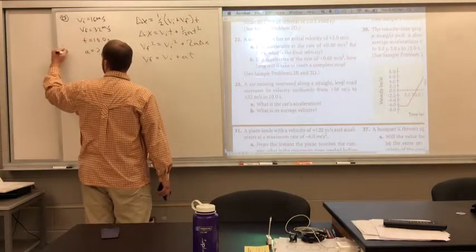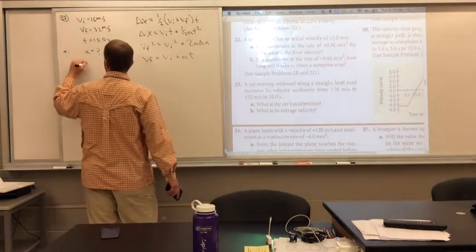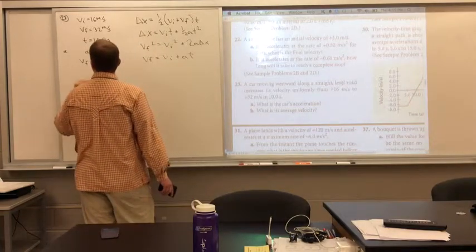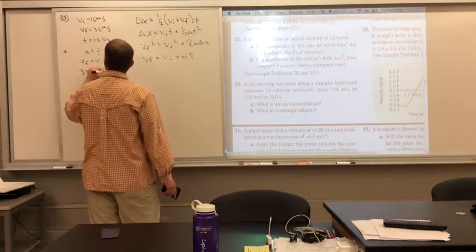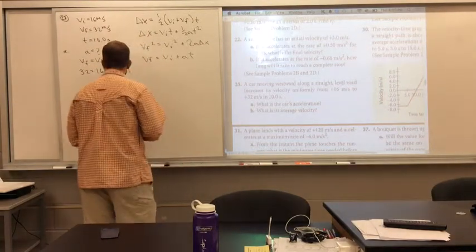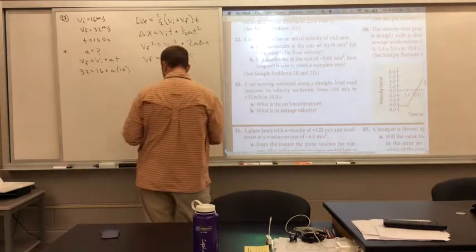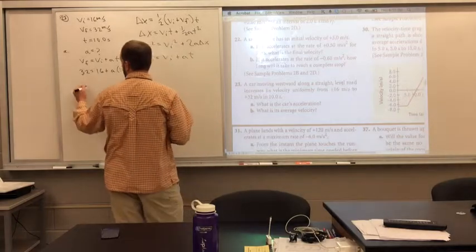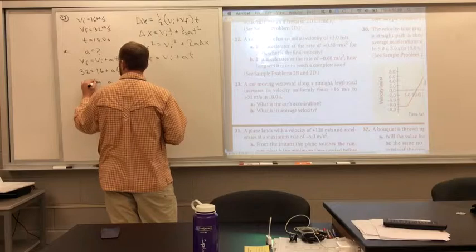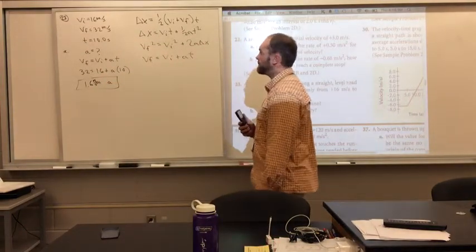That's for A, so let's solve that. We can use this equation again: vf equals vi plus a times t. 32 equals 16 plus a times 10. Solving that, 32 minus 16 divided by 10, its acceleration is 1.6 meters per second squared.